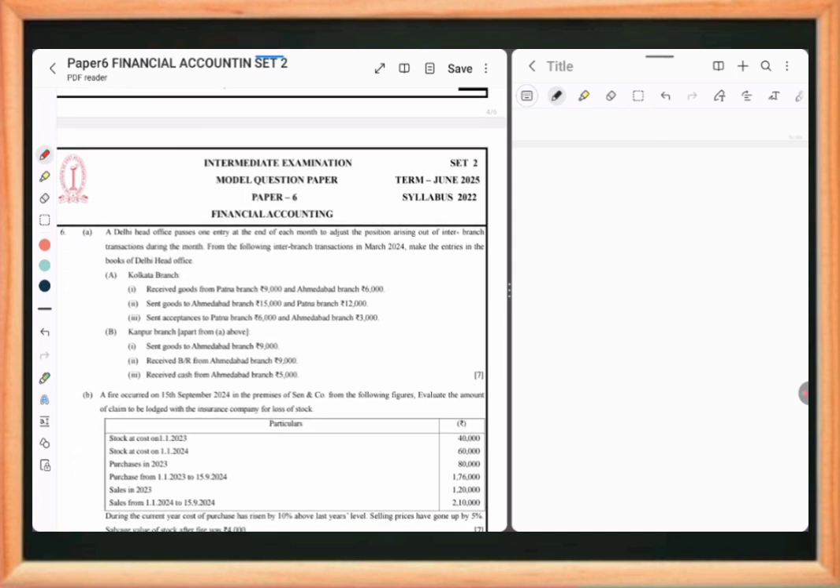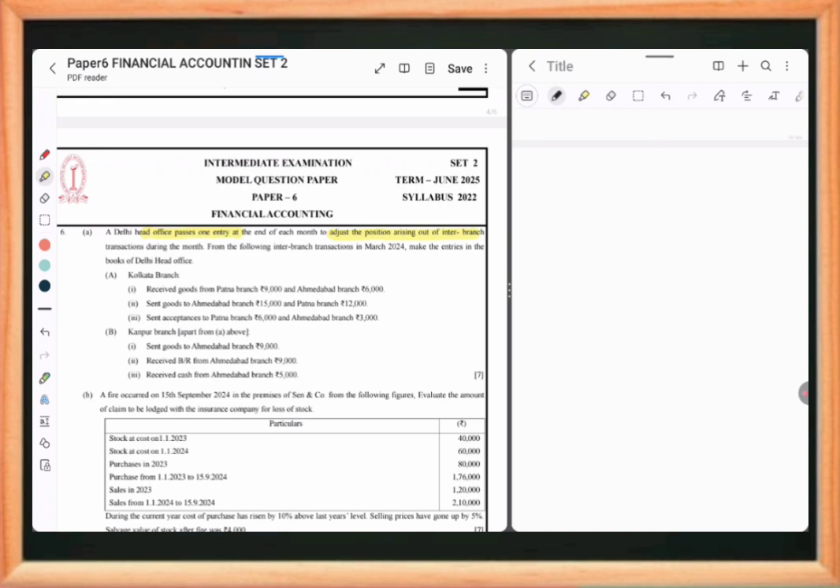It is also important. It is based on the branch account, head office branch account. The Delhi head office passes one entry at the end of the year to adjust. In the head office books, they have to pass one entry towards the inter-branch transactions. For example, if X branch gives to Y branch, Y is the receiver. In the head office books they will write who is the receiver and who is the giver: debit the receiver, credit the giver.